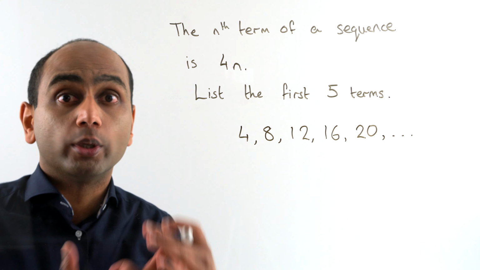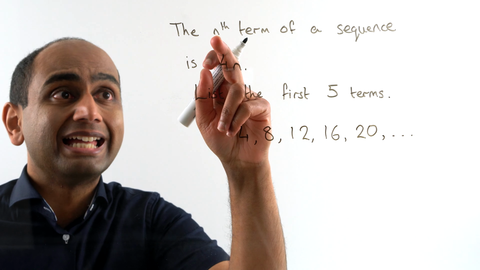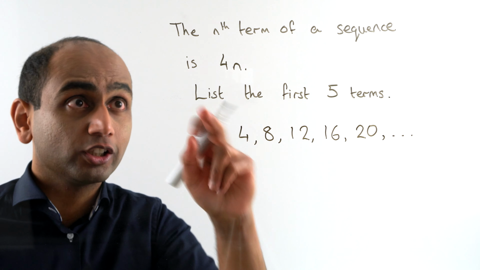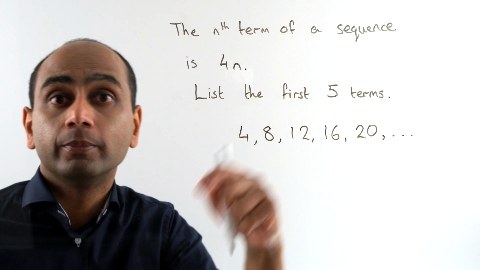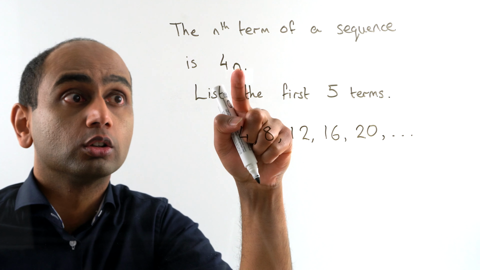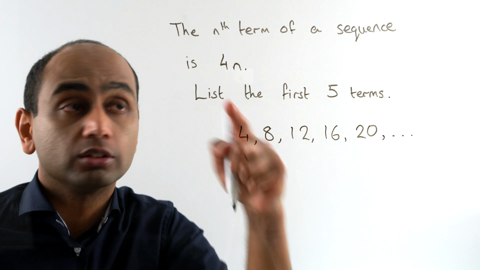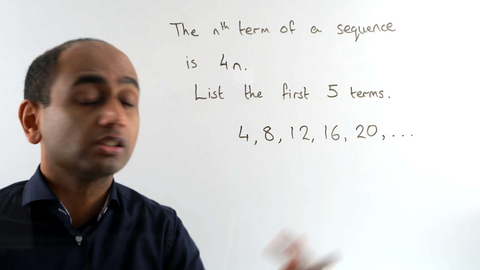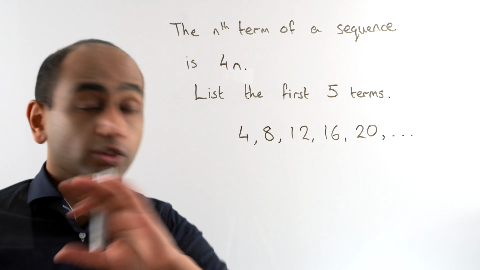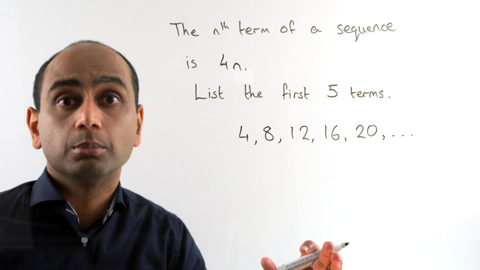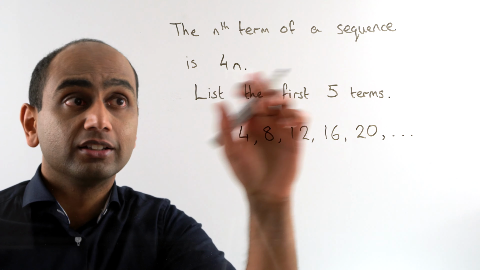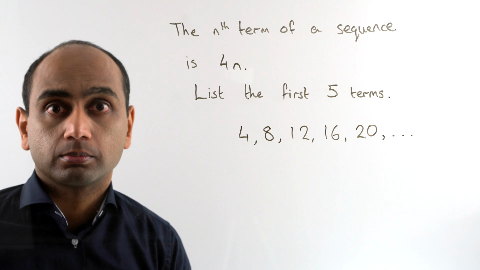If we wanted to find the 100th term, we would just put n as 100. In fact, if n was 100, we would have the 100th term, and that would be 4 times, not n, but 100. 4 times 100, which is 400. So that's how we can list out the first few terms of a sequence, or any particular term of a sequence, using the nth term expression.